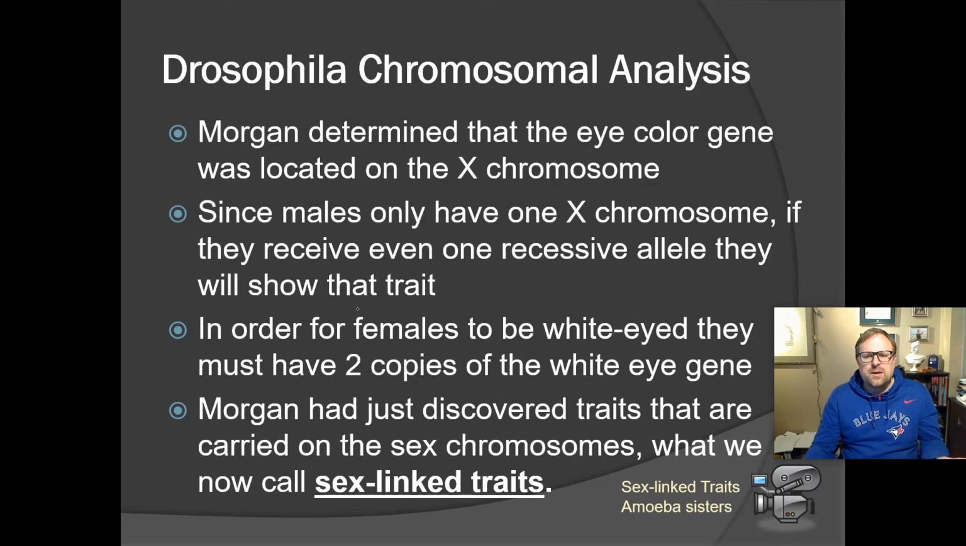In order for females to be white-eyed, they must have two copies of the white-eyed gene. That's why he didn't see any females come up in that experiment, because the male was already red-eyed. And the female that he brought in was red-eyed as well, but must have been heterozygous. I'm going to show you what that looks like in just a second.